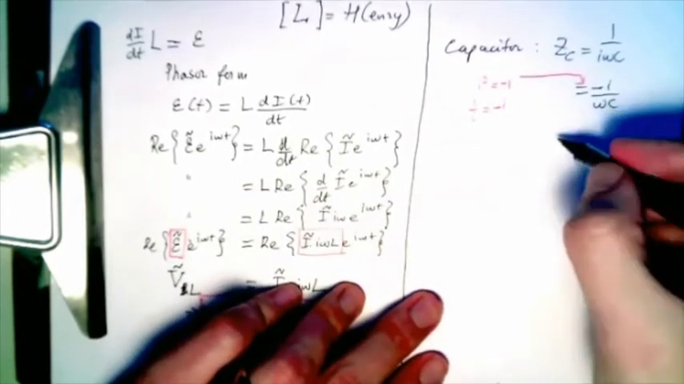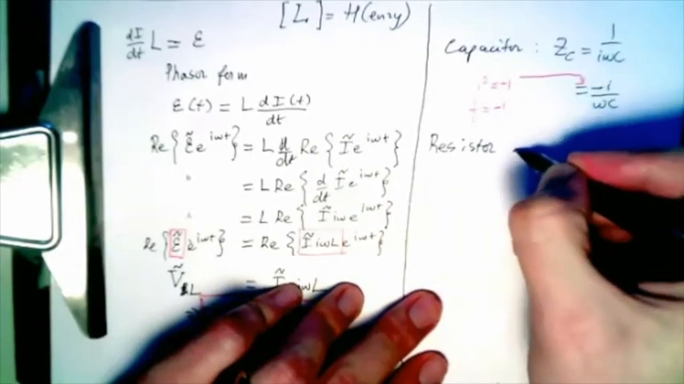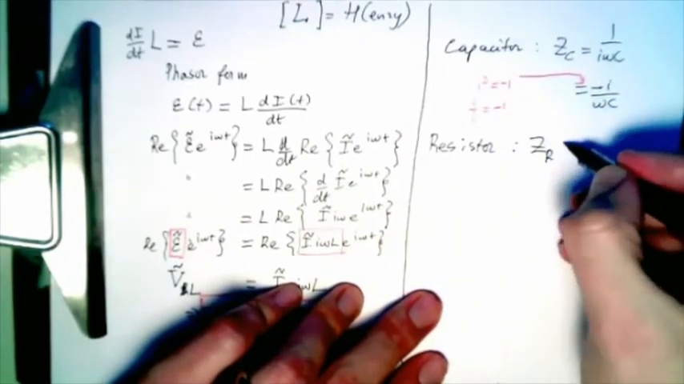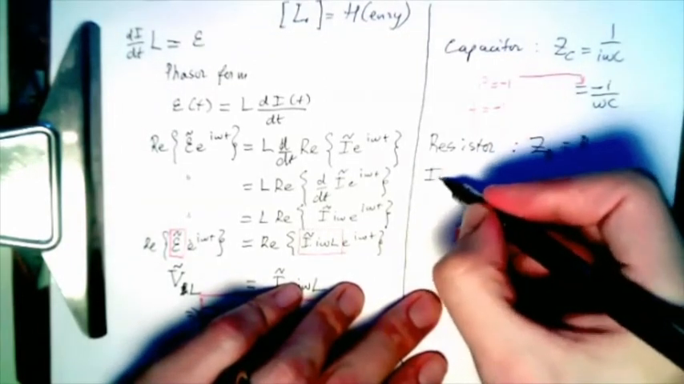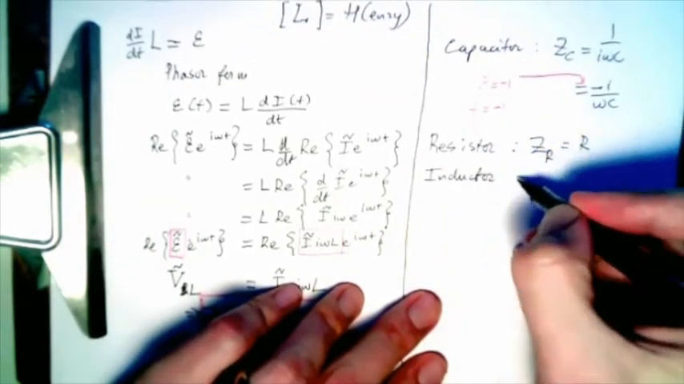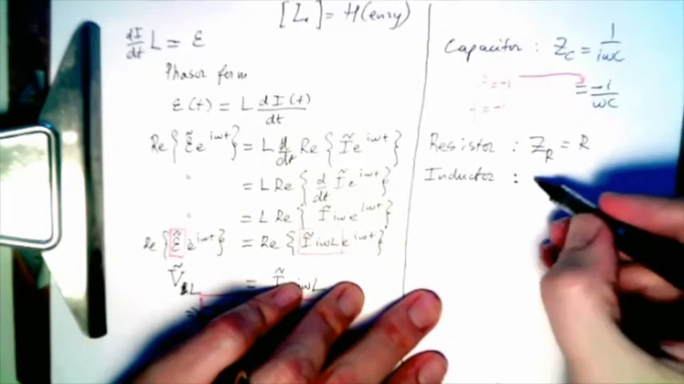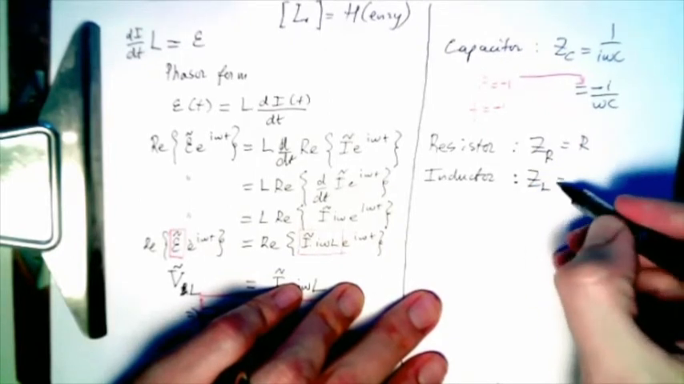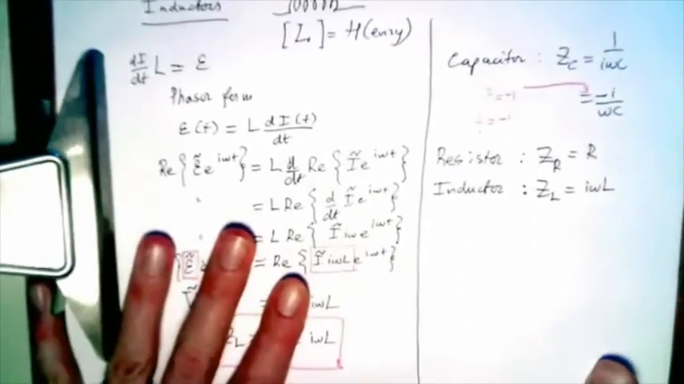So that's for the capacitor, and we have the resistor: Z of R is R. And now finally the inductor is i omega L.